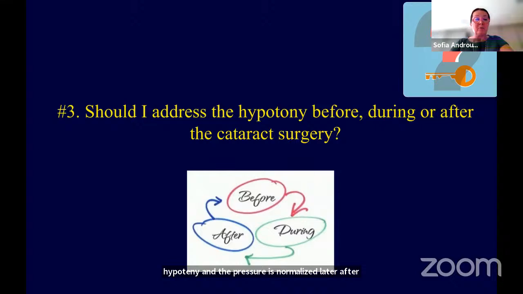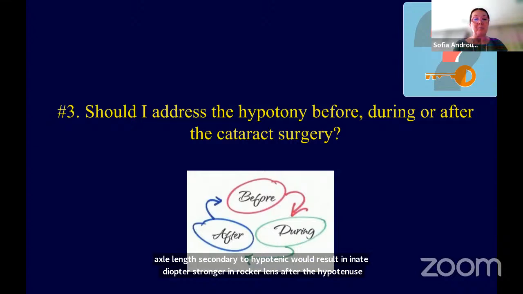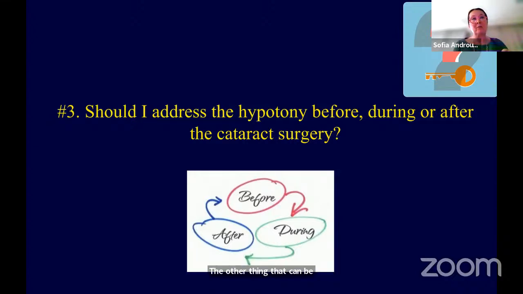For instance, in an eye with low pressure, a 3 mm shorter axial length secondary to hypotony will result in 8 diopters stronger intraocular lens after the hypotony resolves. The other thing that can be altered by hypotony is the corneal shape. Keratometry readings can vary significantly, and as a result, you have to be very wary of implanting toric lenses when measurements have been made in the presence of hypotony.